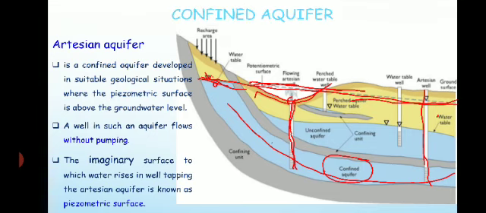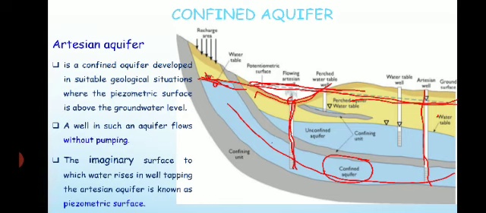So this is the type of confined aquifer, that is artesian aquifer. So what we saw is what is an aquifer, which yields sufficient quantity of water, that is called an aquifer. There are two types of aquifers, one is unconfined and the other one is confined. Unconfined means the water which is free to the atmosphere, free to the surface, which is not held under pressure, that is called an unconfined aquifer.